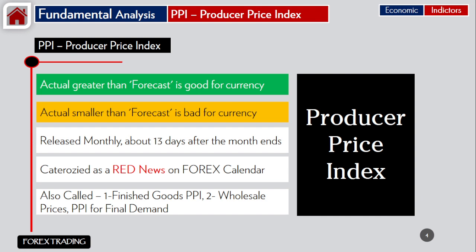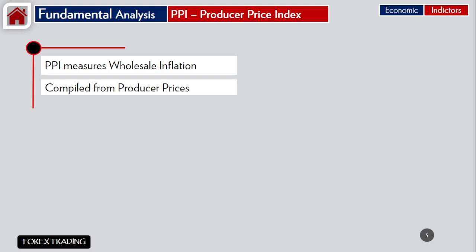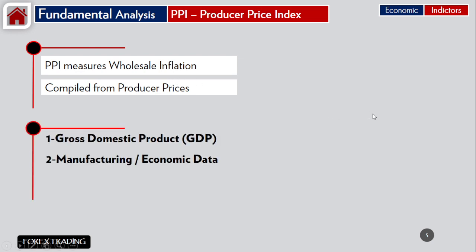It is also called finished goods PPI or wholesale prices or PPI for final demand. So there are different names for this PPI. PPI in short measures wholesale inflation, and it is compiled from producer prices. It is not compiled from consumer prices. So it is the opposite of CPI, Consumer Price Index, where we actually count consumer prices, whereas here we look at wholesale inflation from the producer's perspective.